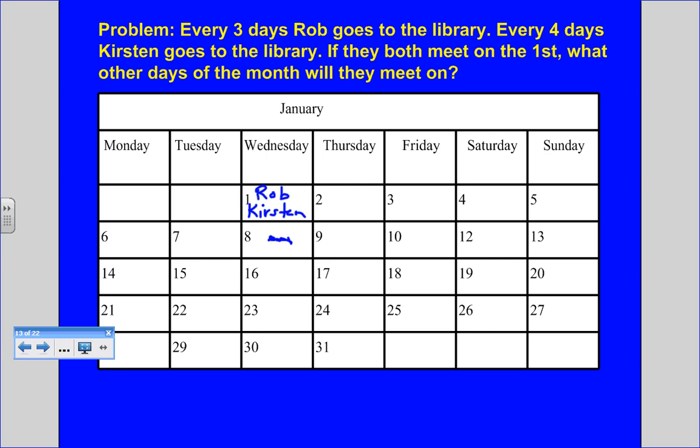You can't just, on the smartboard, you can't put your hand on. Okay, you've got to just... They would also meet on the 16th. You think? And they'd also meet on the 23rd. Okay. And they'd also meet on the 30th. Okay, so put it on the 8th, because you said the 8th.